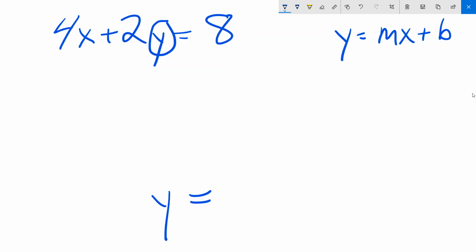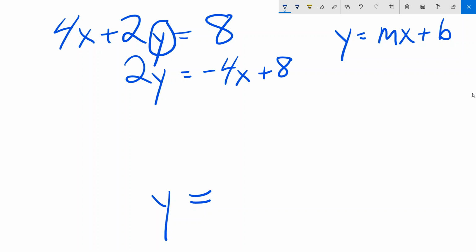You want to get rid of the 4x. First of all, get rid of the 4x. So what's the right side now? So it's going to be 2y equals 4x. No, negative 4x. Okay, plus 8. Okay, now what? And then aren't you going to get rid of the 2?